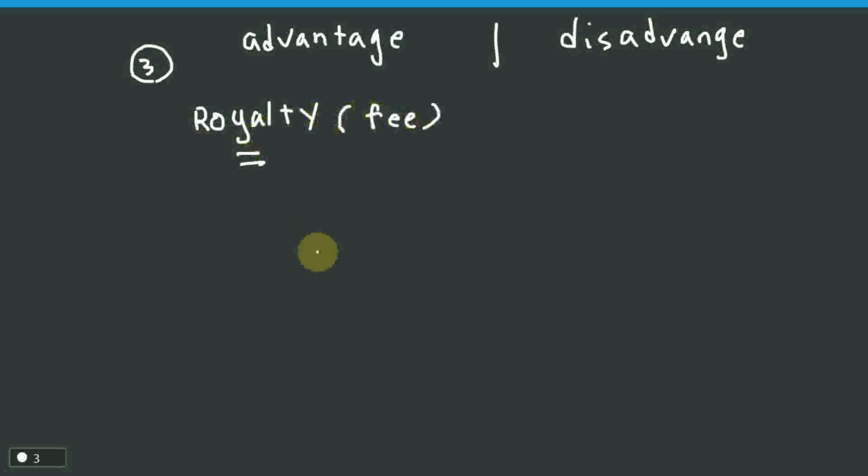So we have to distinguish licensor and licensee. I told you the rest of these advantages as I explained other advantages.